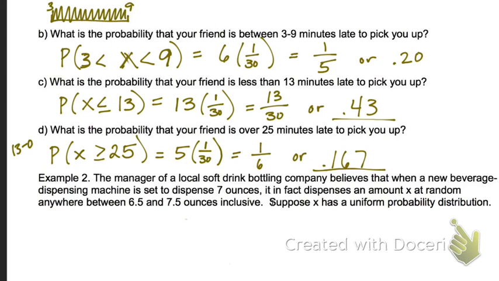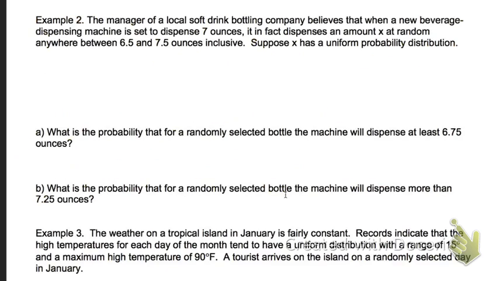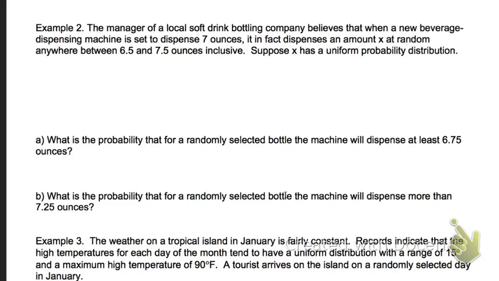Example 2 says the manager of a local soft drink bottling company believes that when a new beverage dispensing machine is set to dispense 7 ounces, it in fact dispenses between 6.5 and 7.5 ounces inclusive, randomly. Suppose that it has a uniform probability distribution. So what's our first step? We're going to draw that rectangle. What are my 2 endpoints?